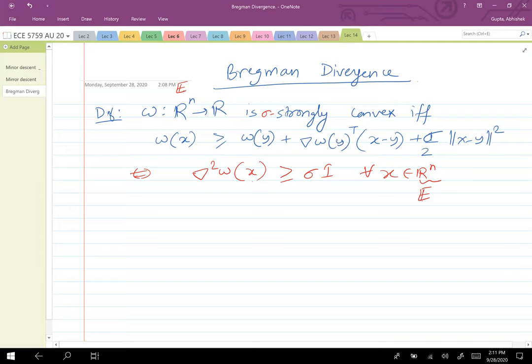Okay, so this is the definition of a strongly convex function, or actually a sigma strongly convex function. There is this sigma over two term here that needs to be there for a strongly convex function. For a convex function, this sigma could be zero, okay? But for a strongly convex function, sigma has to be strictly positive. I haven't written it here, but sigma has to be strictly positive.